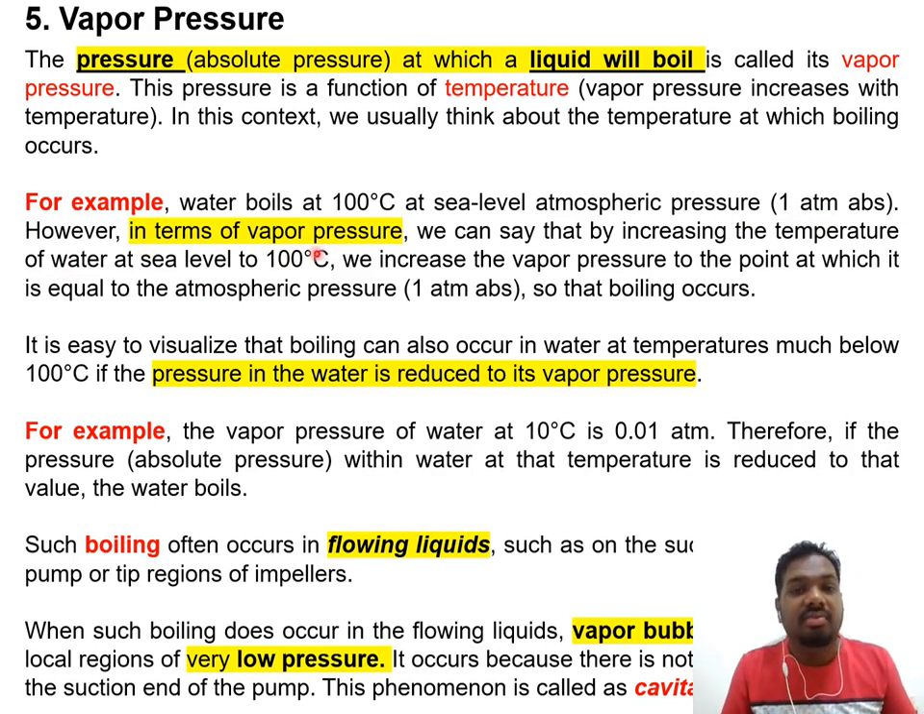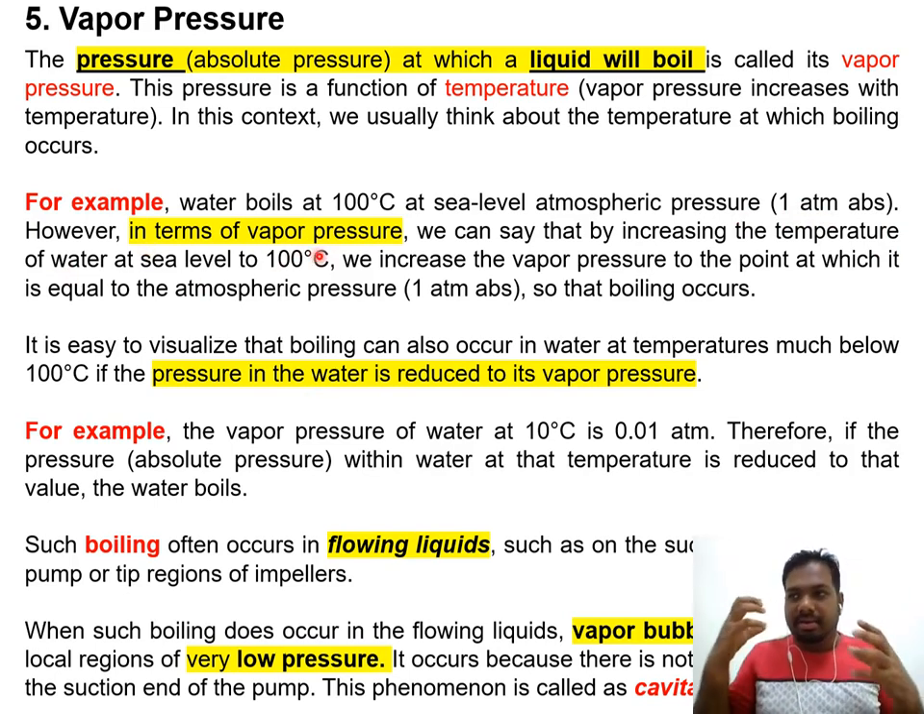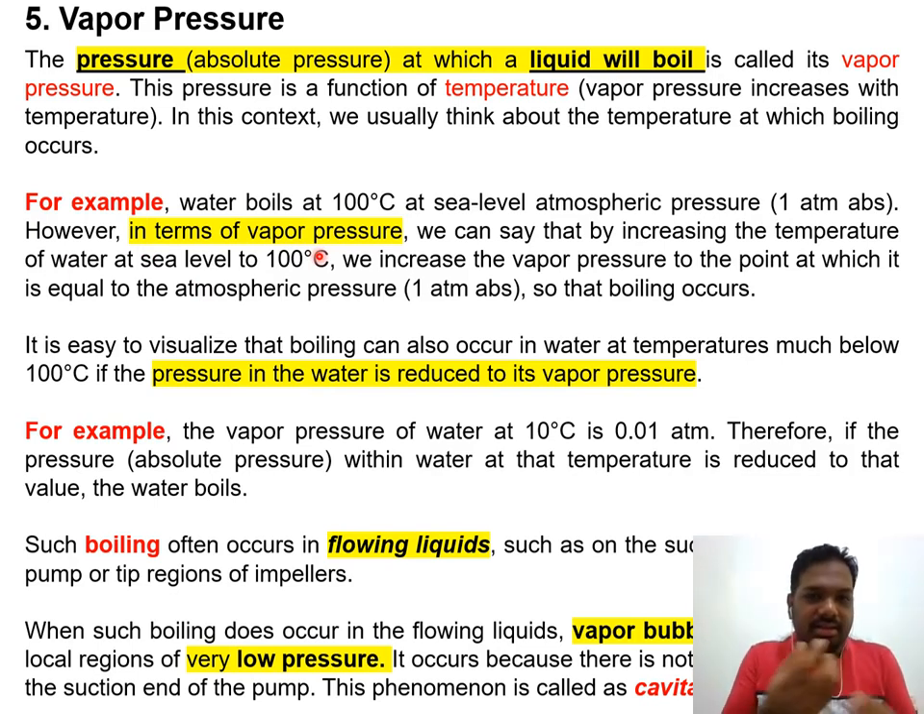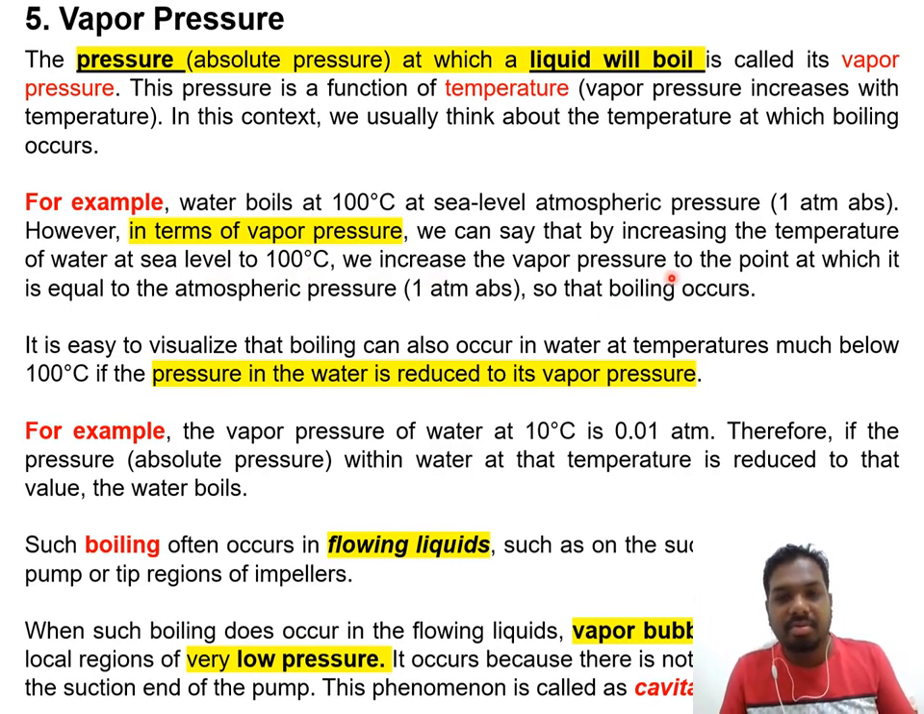However, in terms of vapor pressure, we initially saw that temperature and pressure are interlinked. You cannot have temperature without pressure, or pressure without temperature; they are related. So in terms of vapor pressure, what we can say is that by increasing the temperature of water at sea level to 100 degrees Celsius, we increase the vapor pressure to the point at which it equals atmospheric pressure, 1 atm absolute. So the boiling occurs.